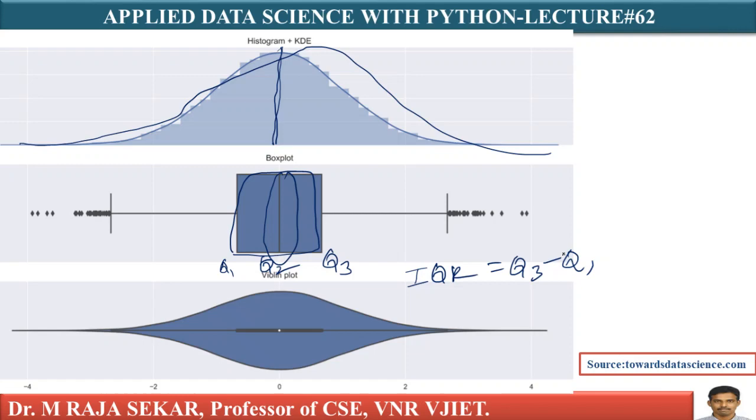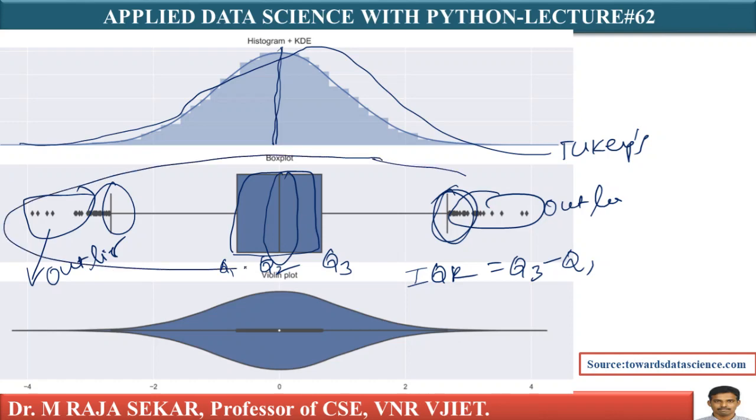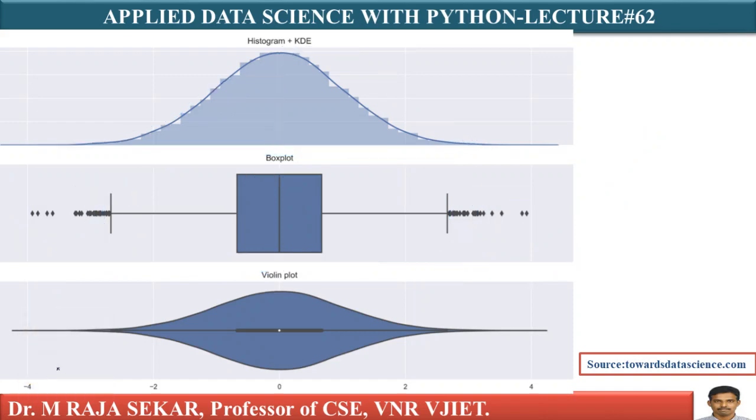It's straightforward. Tukey's fences. What are the Tukey's fences? This is Tukey's fences. This one is an outlier, isn't it? This is an outlier. This one is also an outlier. Now you have to combine this box plot with KDE, so what will you get? The resultant one is the violin plot, isn't it?